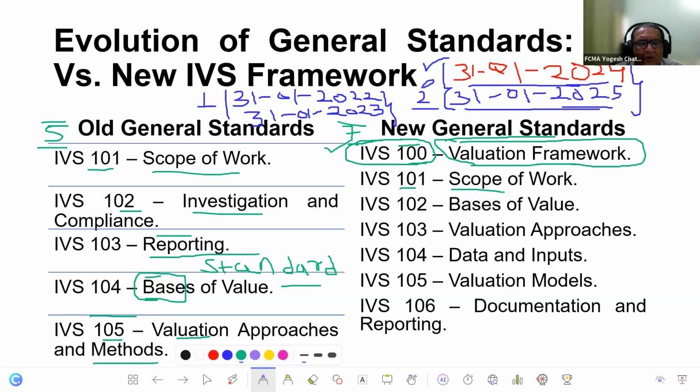IVS 101, scope of work. We are all aware of scope of work. Three documents are very important, and in each valuation assignment, we need to make sure that these three documents are given due importance. Document number one is the appointment letter. The letter is issued by the client and accepted by the registered valuer. In the appointment letter, the primary terms and conditions related to the appointment are provided.